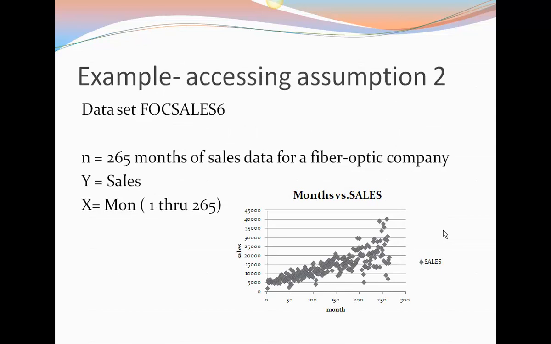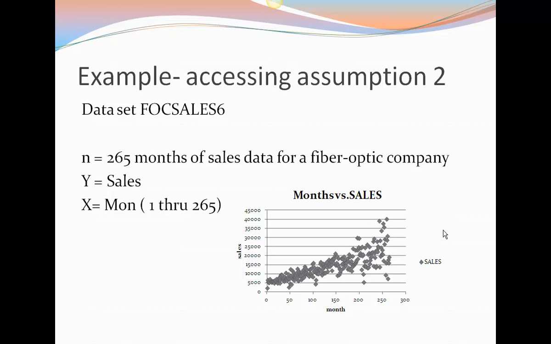So here's our example. We're using FOC sales 6. We're looking at the relationship between months and sales for a fiber optic company, and we have data over 265 months. And here you can just see when I do even just my general scatter plot of x versus y, I have this cone shape starting to appear.